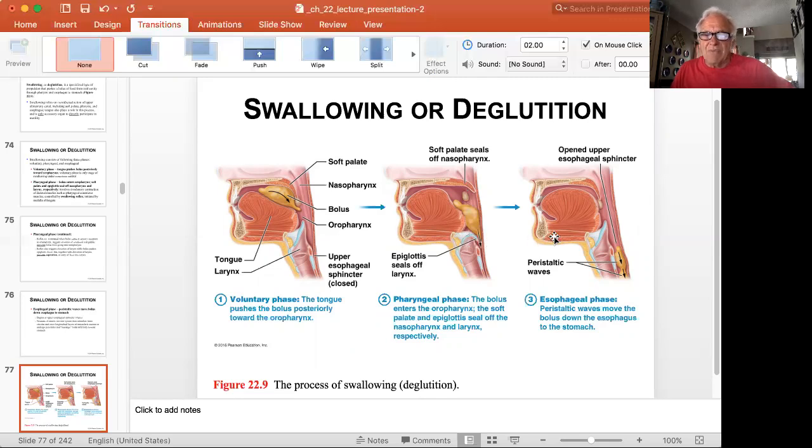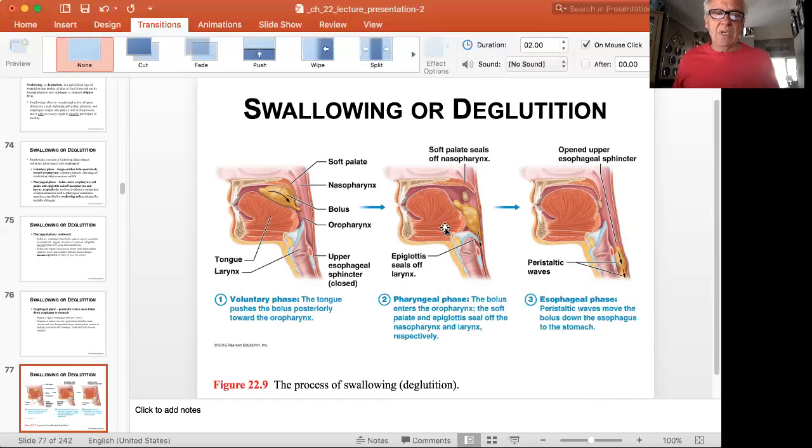Then you have the esophageal phase. The upper esophageal sphincter opens up here. The peristaltic wave is, again, skeletal muscle. You swallow and the food moves down into the upper esophagus.